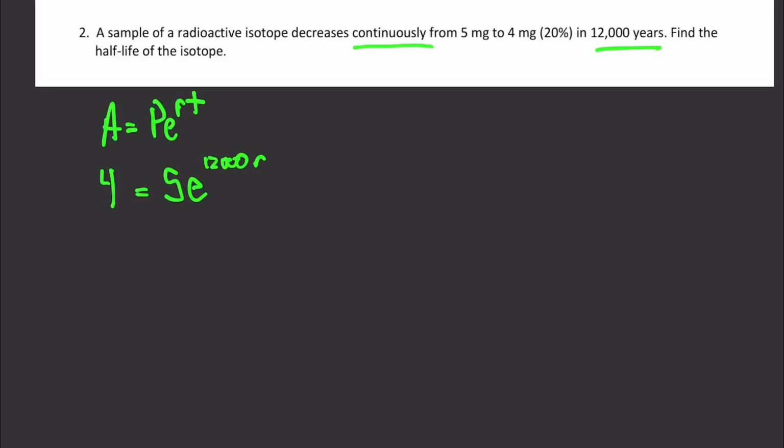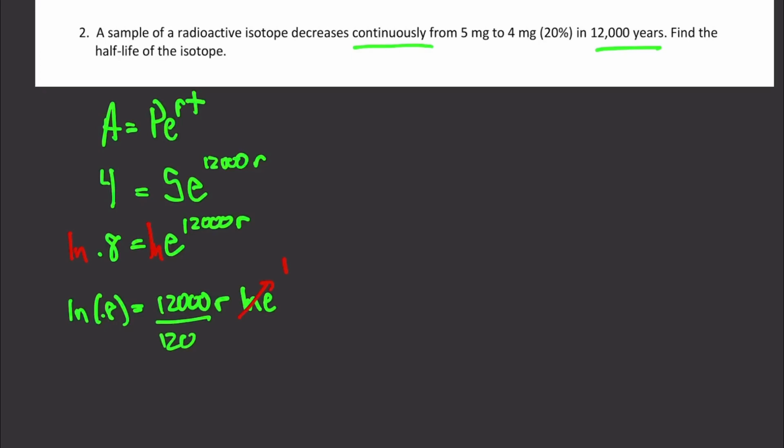All right. So to solve this equation, we're going to divide both sides by 5. So that's going to give me 0.8 equals E to the 12,000 R. Now what we need to do is take the natural log of both sides. Because remember, I want to isolate that exponent. So when I do that, this exponent here comes out front, if you remember. Okay, so now I'm going to have natural log of 0.8 equals 12,000 R natural log of E. Nice thing about this is the natural log of E is just 1, so that kind of goes away. And all I need to do now is divide by 12,000.